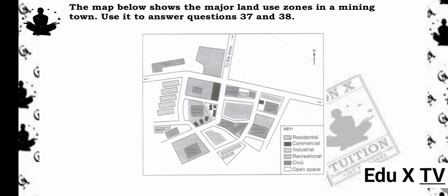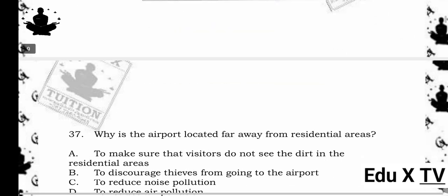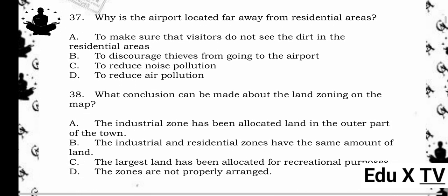The map below shows the major land use zones in a mining town. Use it to answer questions 37 and 38. 37. Why is the airport located far away from residential areas? A. To make sure that visitors do not see the dirt in the residential areas. B. To discourage thieves from going to the airport. C. To reduce noise pollution. D. To reduce air pollution.